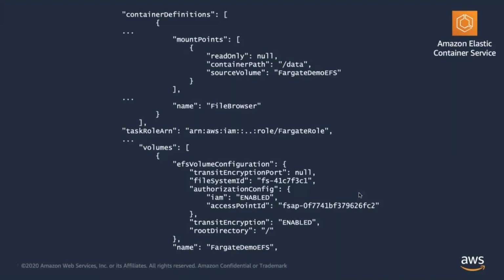If you're more of a JSON configuration person, then here's what that looks like. So we see here that there's your volume configuration with all the same stuff that I configured. And then you just reference that volume in your mount points, give it the container path, and you can use this definition from the API, from CloudFormation, whatever you're most comfortable with.